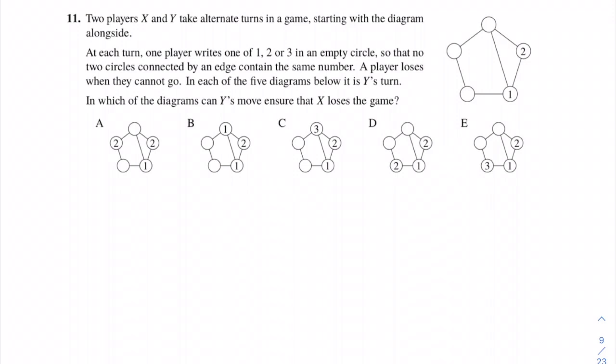Question 11 says two players X and Y take alternate turns in a game starting with the diagram alongside. At each turn, one player writes one of 1, 2 or 3 in an empty circle, so that no two circles connected by an edge contain the same number. A player loses when they cannot go. In each of the 5 diagrams below, it is Y's turn. In each of the diagrams, can Y's move ensure that X loses the game?